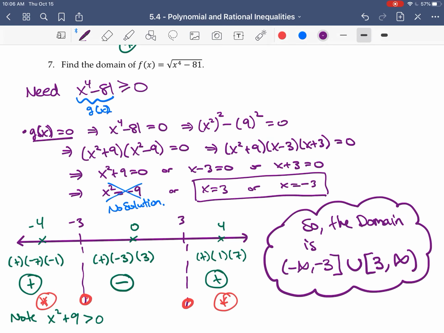Yeah, so that's how you solve polynomial and rational inequalities. So you can either use the graph, or you can just find the x-intercepts and the vertical asymptotes, and then use a number line check in each interval.